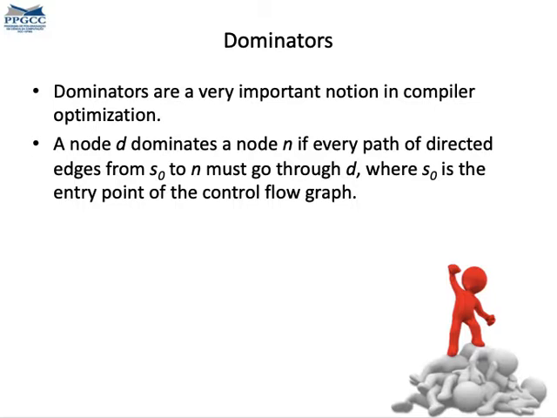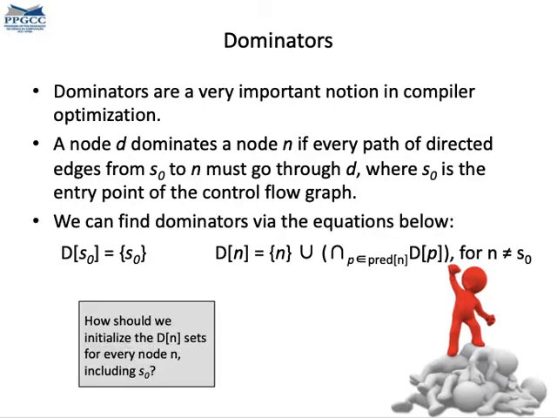In a directed graph with a starting node, we say that D dominates N if every path from this starting node to N must go through D. And we can find all the dominators of a node using these two equations. The first explains how to initialize the set of dominators of the starting node. The other iterates to a fixed point. We shall discuss it later.